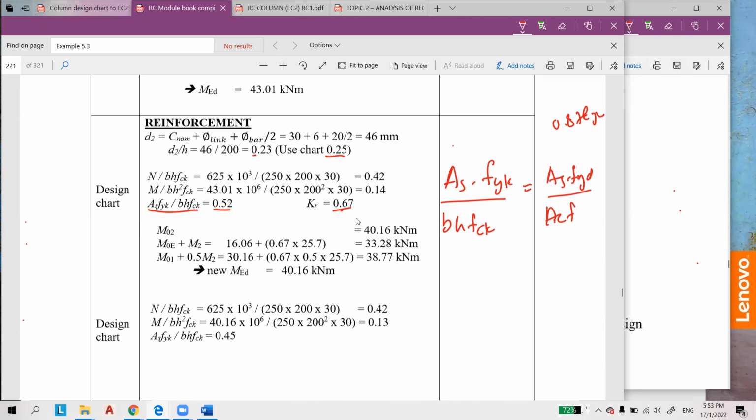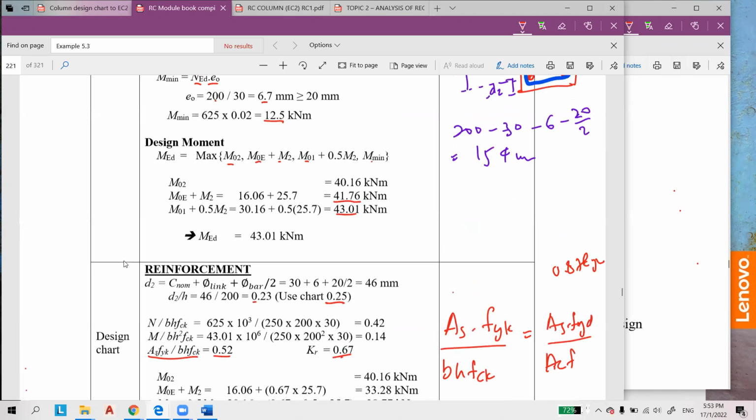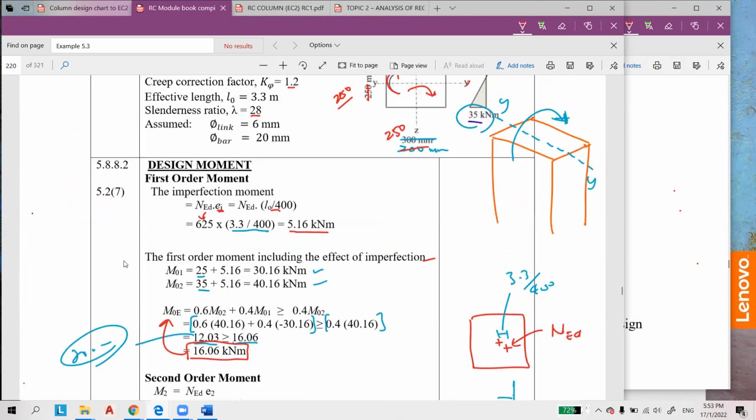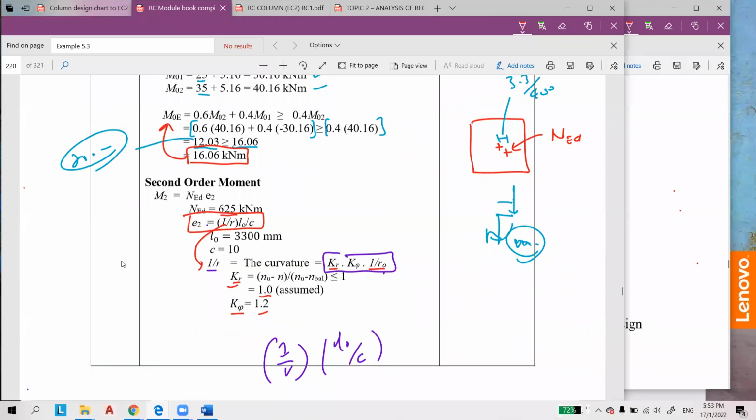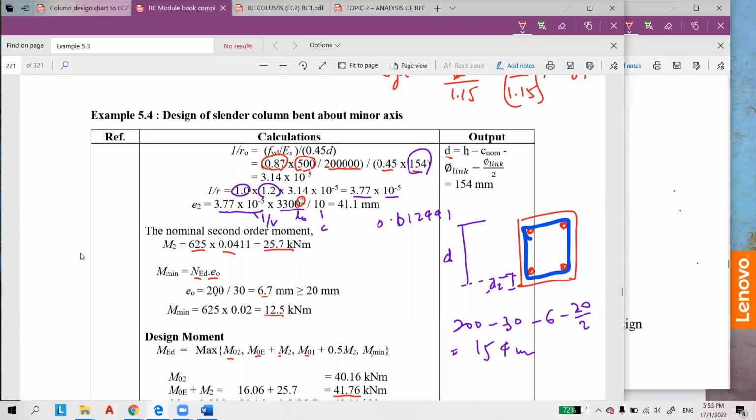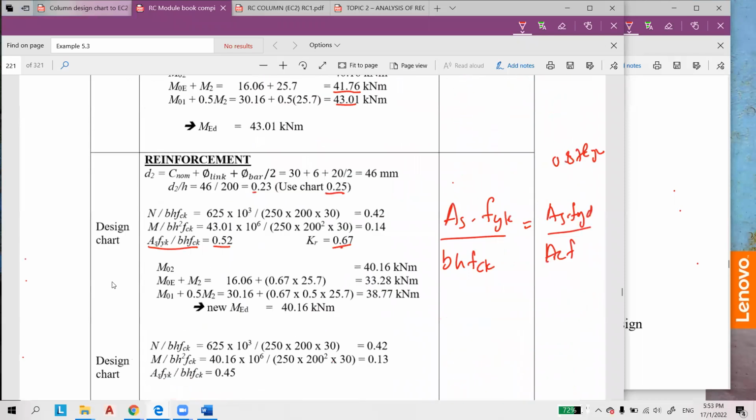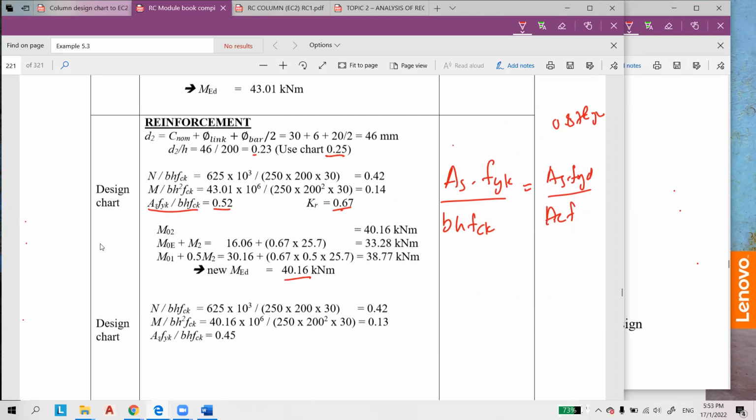So once the Kr is 0.67, this value is changed. The Kr is 0.67 here, so the value here is the new value. The value of 1 over r is changed, so the value of the M2 is changed, and then you can get the new MEd is equal to 40.16. So you must take a look back at how to determine the value of Kr equal to 0.67.